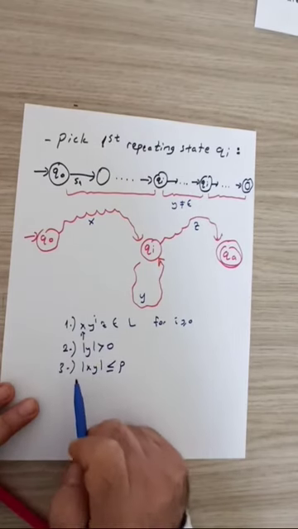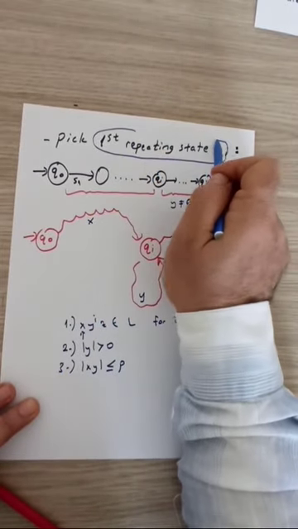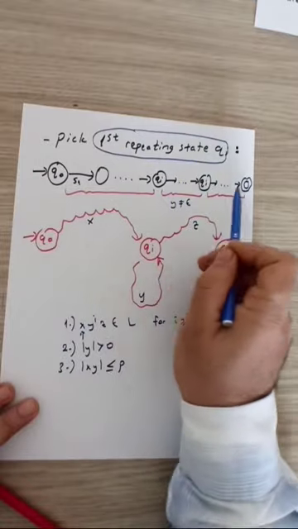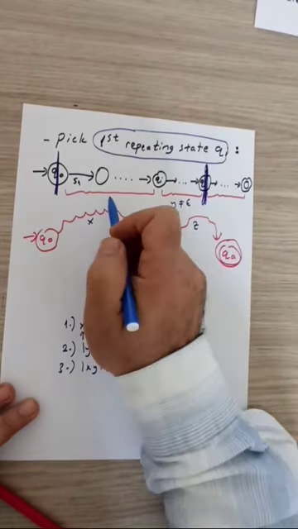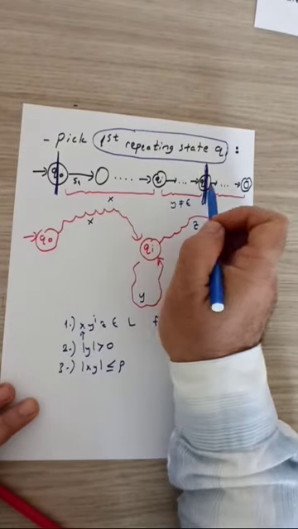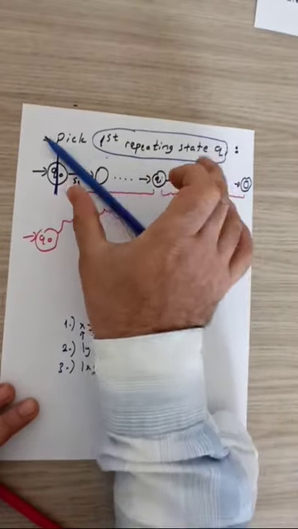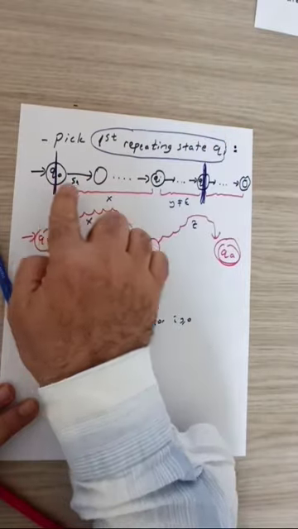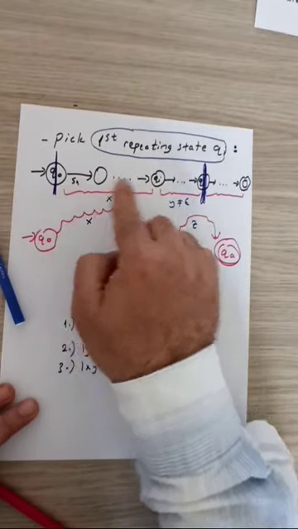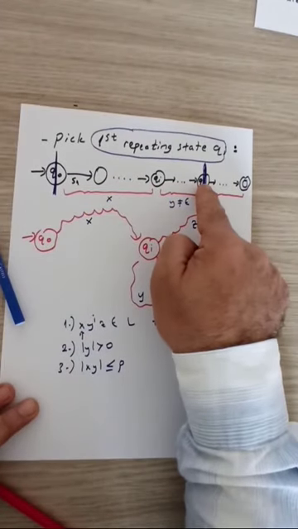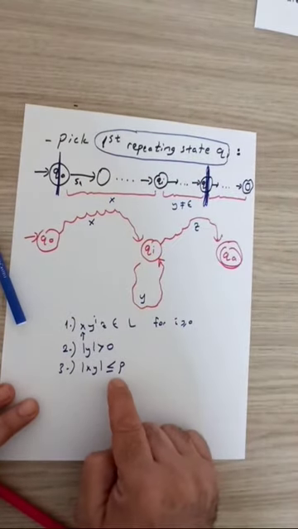Finally, for the third condition, the length of x and y together should be less than or equal to p. Why is this true? Because we have picked the first repeating qi in our computation path, which means that in this part of the path, when we consider x and y together, there exists no repetition of the states, which means that in this part of the path, we can have at most p plus 1 many states, considering the qi repeat as well, which implies that the number of transitions in this path will be at most p.